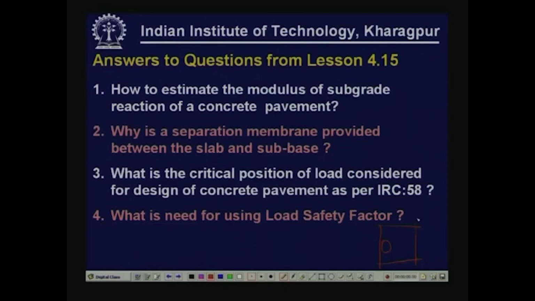What is the need for using load safety factor? Because we know in the analysis we multiply the load by a load safety factor of 1.2, 1.1 or 1.0 depending on the importance of the facility. If you are using a load safety factor of 1.2, we are trying to build in more safety into the consideration. We are also trying to take care of those unexpectedly high loads that may come, because we are only trying to consider the 98th percentile speed, 98th percentile wheel load.